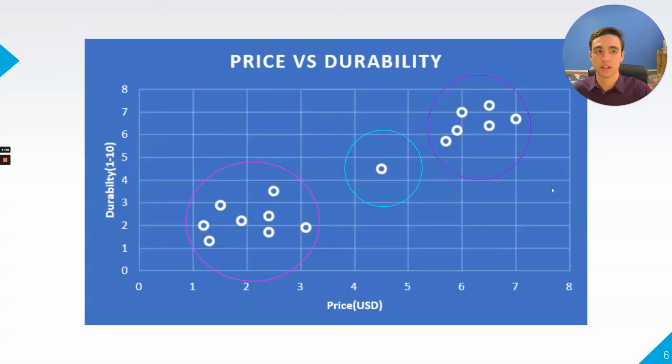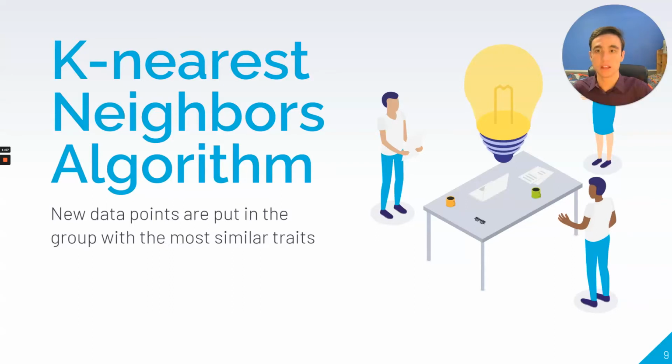In this example, the computer will draw small circles and continually draw larger and larger circles until it is able to find out that this item should be categorized with the upper group, because this is most similar to items in that group. This is an example of running a k-nearest neighbors algorithm on a data set. In this example, we saw that new data points are put into groups with most similar traits to them. This helps us make meaningful inferences based off the data that will be helpful to us.